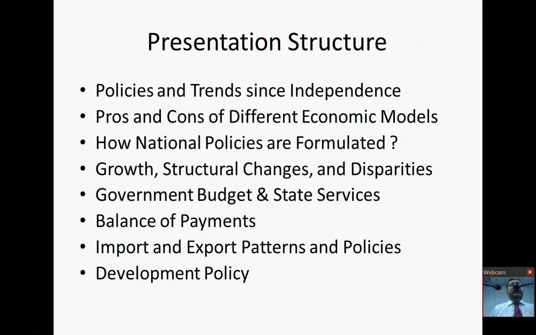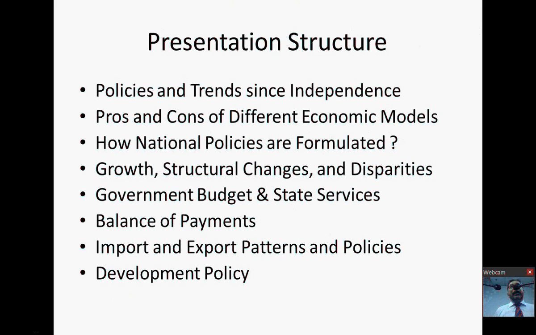Then I will talk about how policies are formulated. You know, you have heard about various policies like social market economy, free market economy, export promotion strategy, and so on and so forth. Various policy related issues, how national policies are formulated.